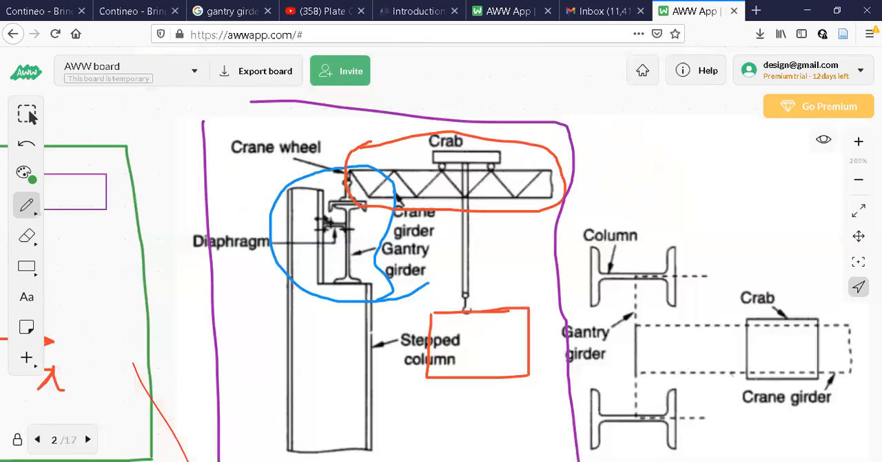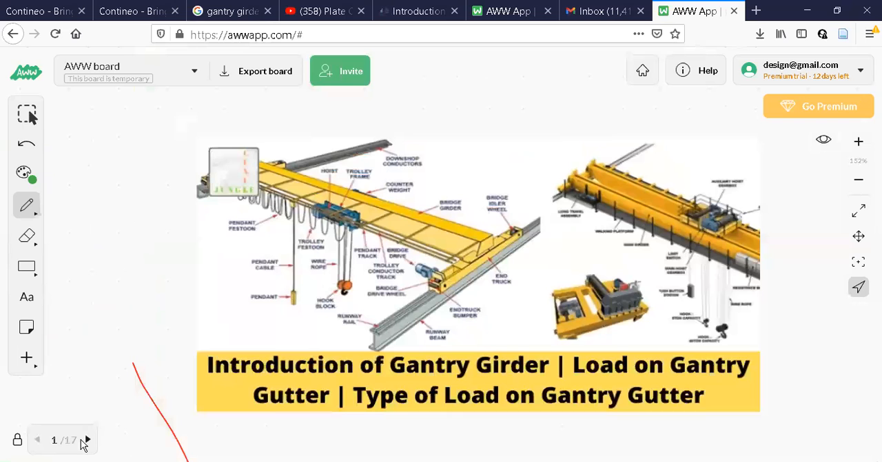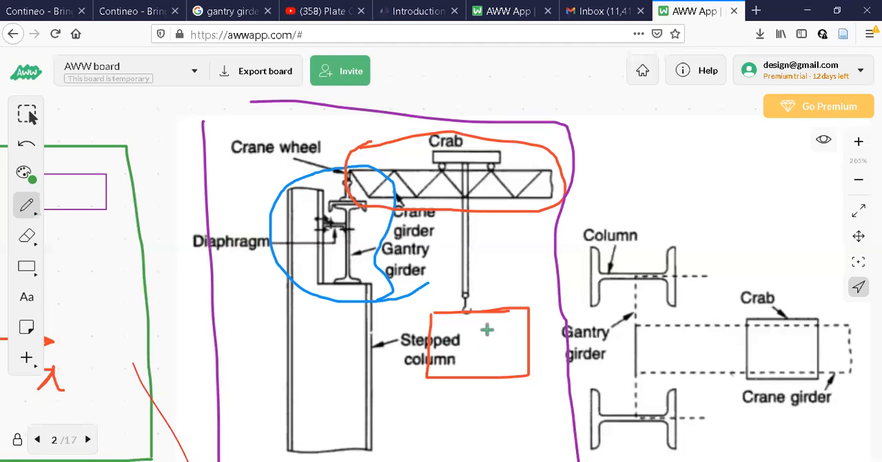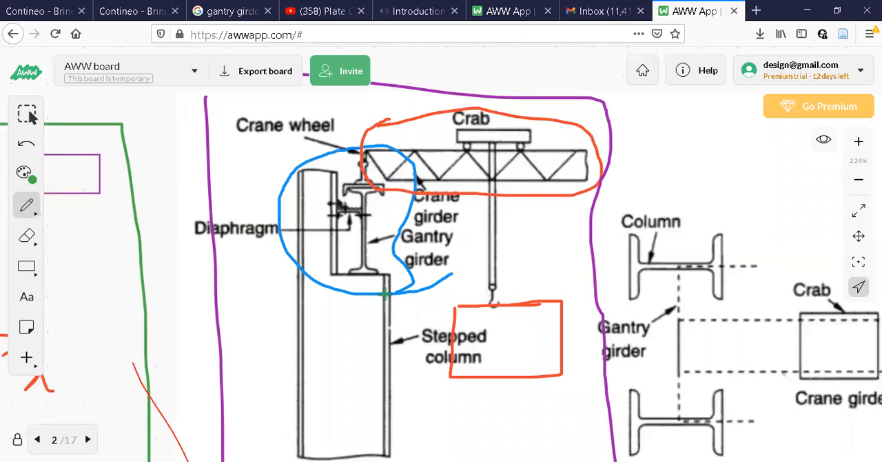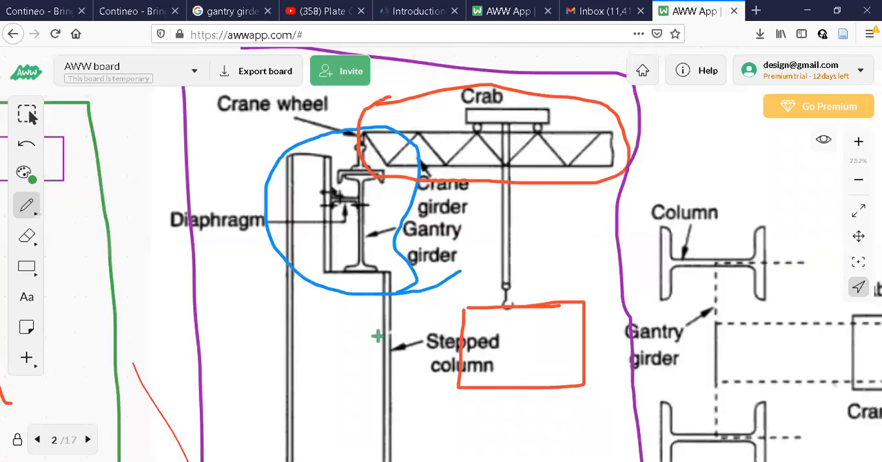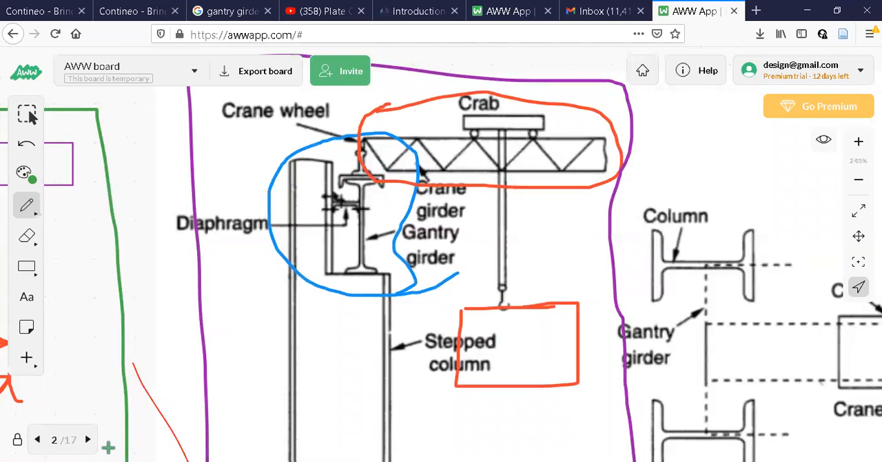Okay, I'll show you here. This hook cannot reach this point. Are you getting this point? There has to be some distance because the dimension of the box is like that.